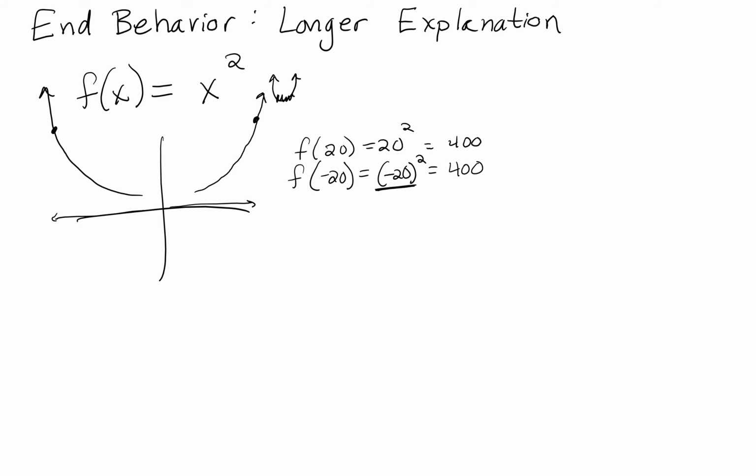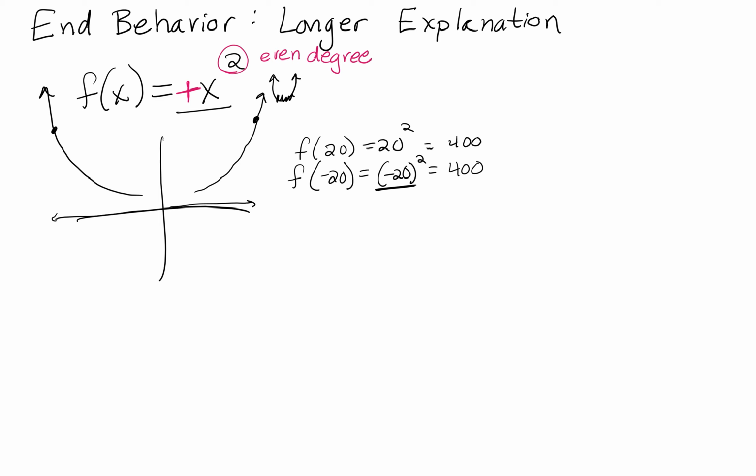So what we know is that this polynomial that I'm given here is positive. And we also know that the degree is 2. And that number 2 is even. So this is an even degree polynomial.